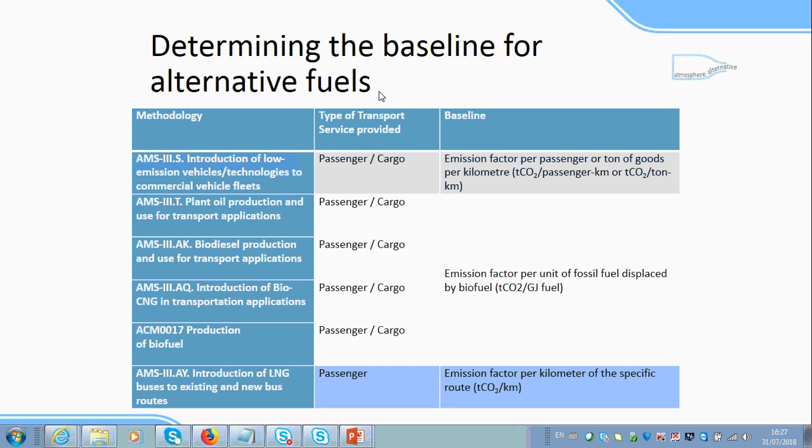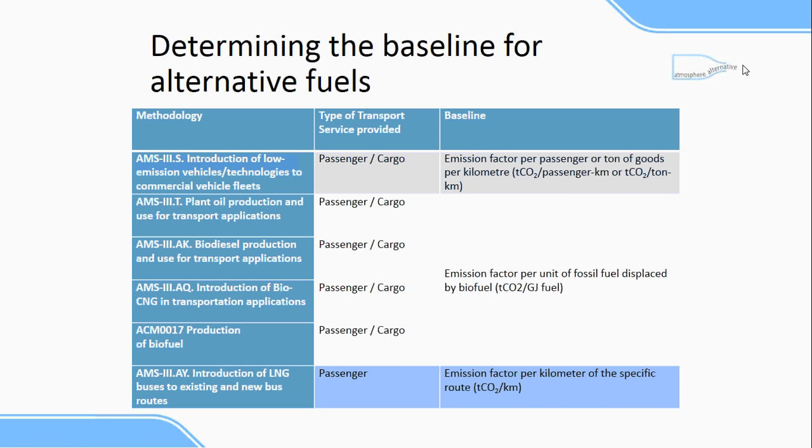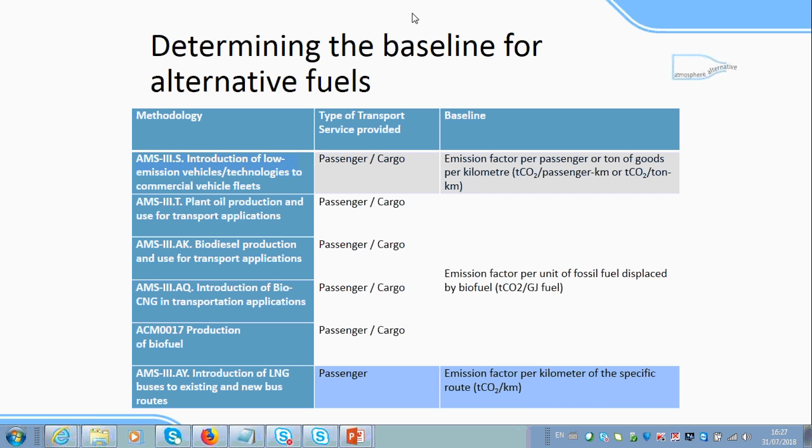So the baseline, for emission estimation purposes, is defined as an emission factor per passenger kilometer or per ton kilometer, in terms of the passengers or goods that are transported by these commercial vehicles. Next, we have a group of methodologies which are all aimed at determining the baseline for the new production and then use in vehicles of biofuels.